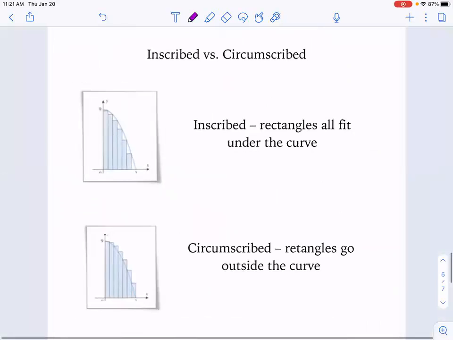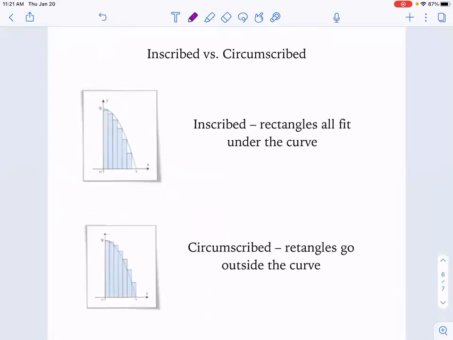Okay, I want you to understand the difference between when we have rectangles under our curve versus hanging outside of our curve, and what that's going to mean for our approximation. Okay, so we can have inscribed versus circumscribed. Okay, triangles fitting, not triangles, these are definitely rectangles. I know my geometry, don't worry. Rectangles fitting under the curve versus rectangles hanging outside of the curve.